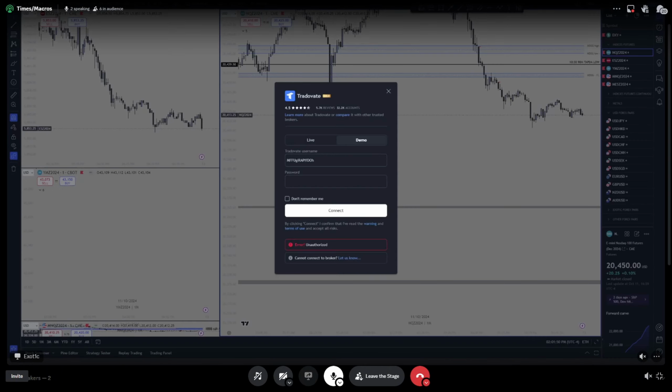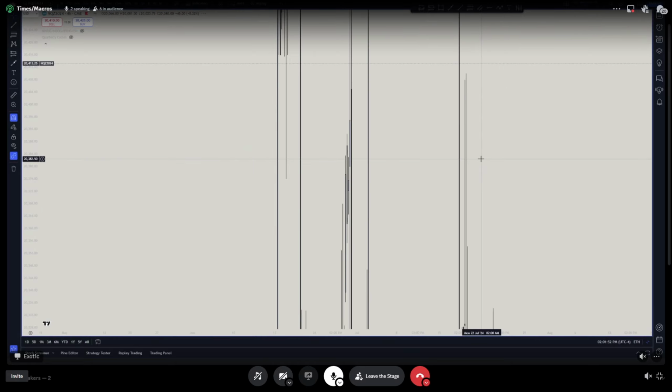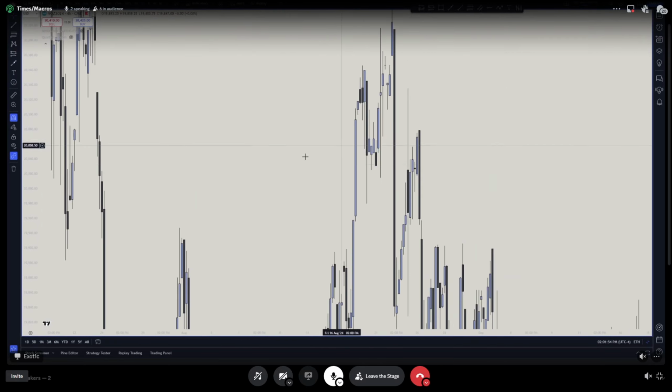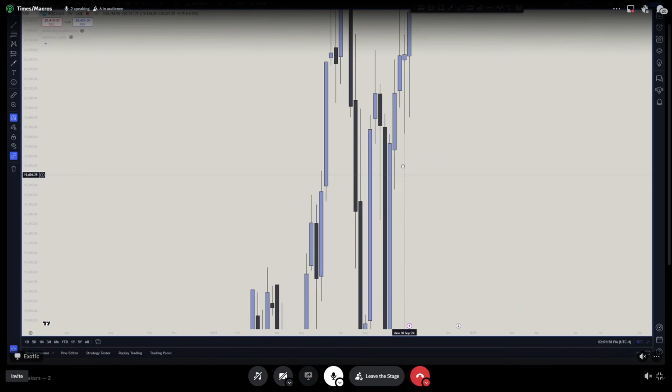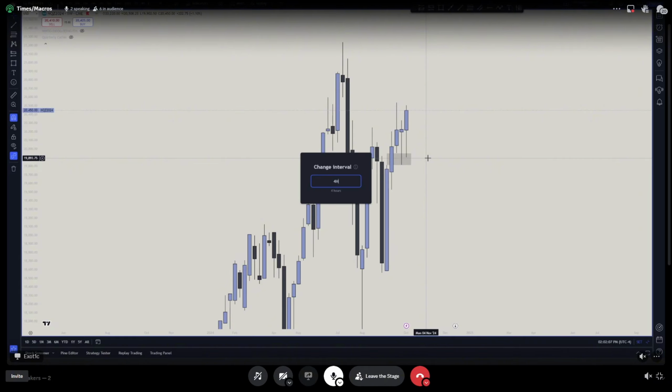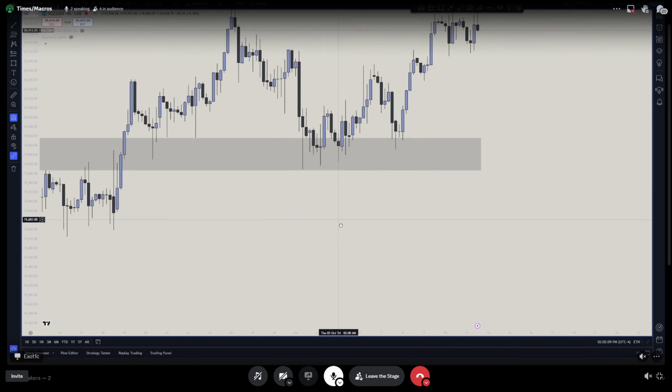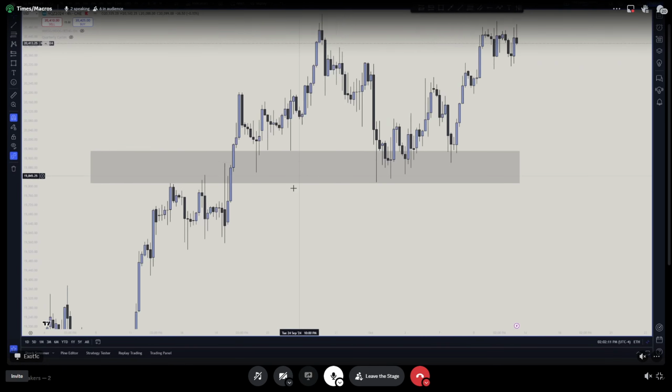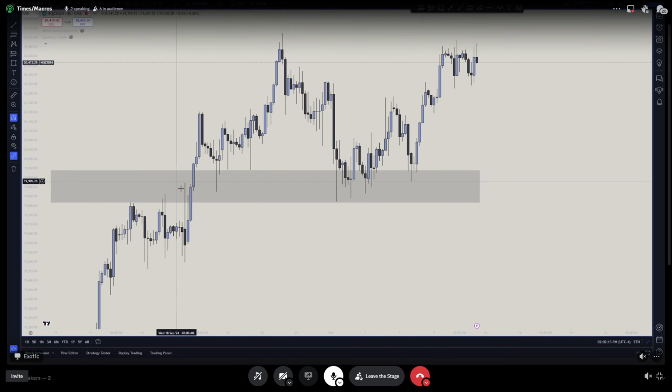For example, let me see if I can get a good example here. Okay, I think it's probably a good example somewhere here. I think it'd probably be better to look at it on Forex, but I'll see if I can get a good one here on NQ, right? No real good one on NQ, but here's the idea, right?